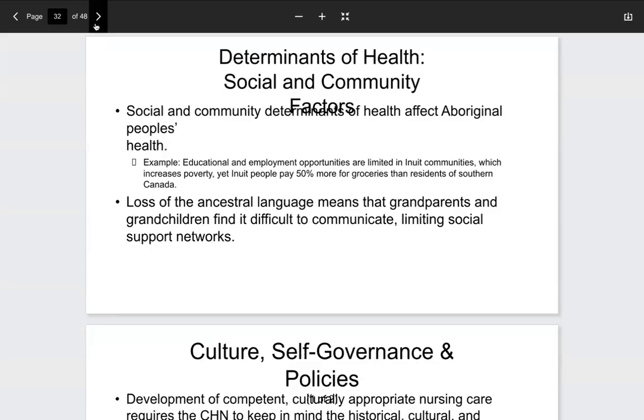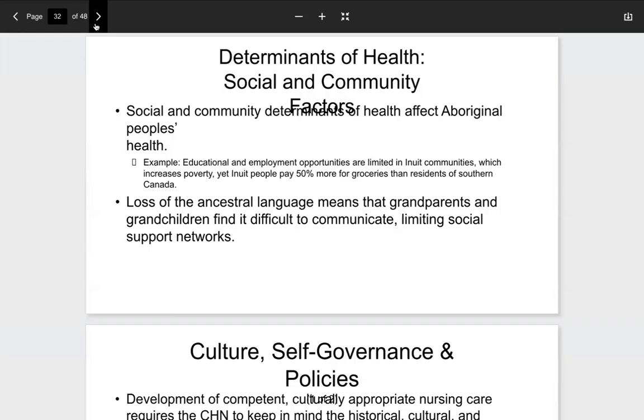And social and community determinants of health affect the Indigenous population's health. I've given some examples throughout the lecture, but another example here is that educational and employment opportunities are very limited in Inuit communities, which increases poverty. Yet the Inuit people pay 50% more for groceries than the residents of Southern Canada. So that just shows you that oppression is built into the system.